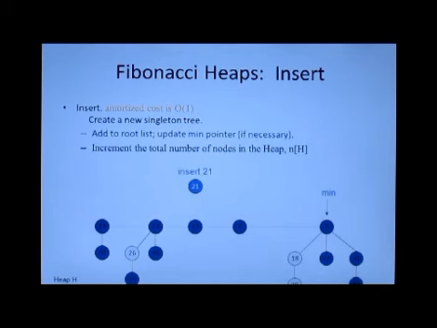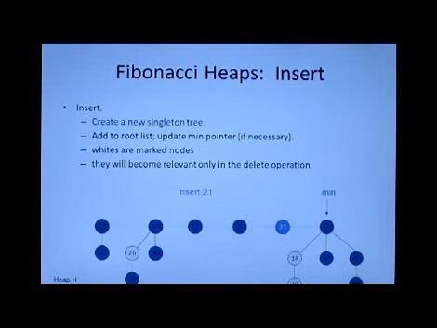This is an example. At first, create a new singleton tree. We have 21 that we want inserted to the heap. Add it to the root list. Update the minimum pointer if necessary. But in here we don't need to update the minimum because 21 is greater than 3.